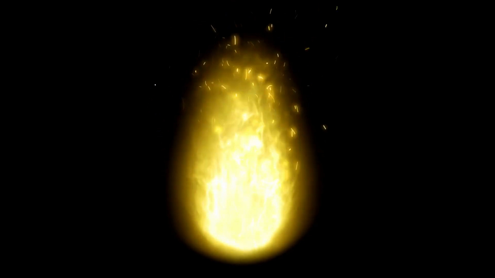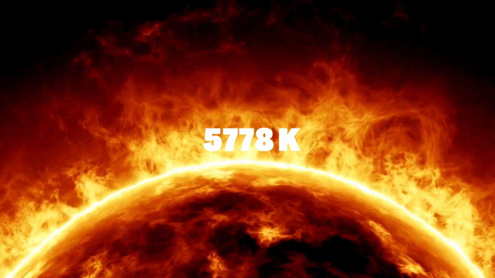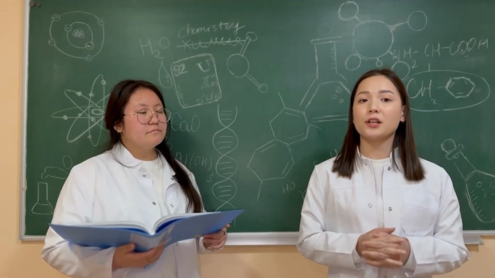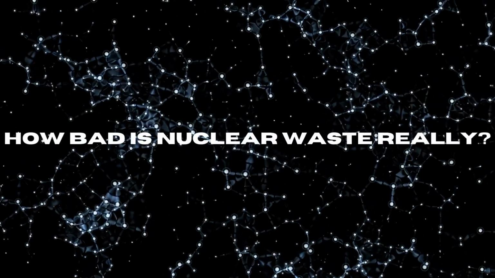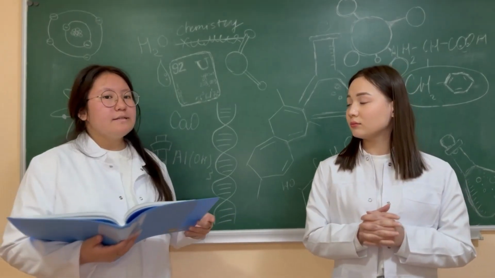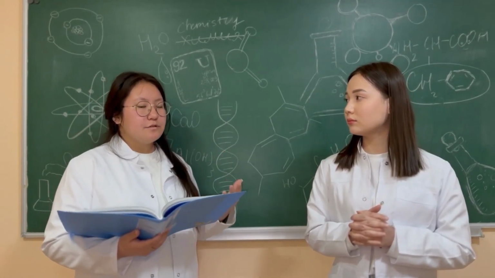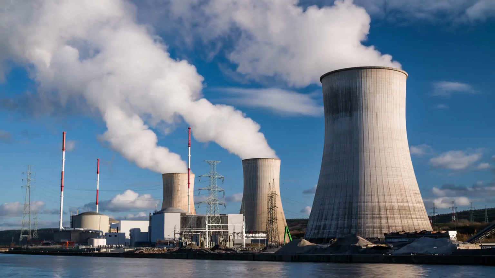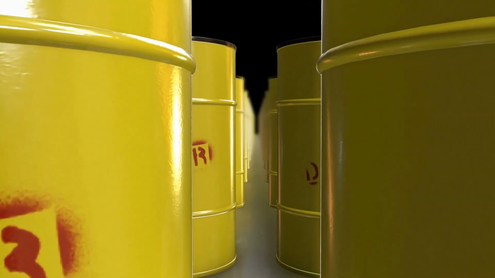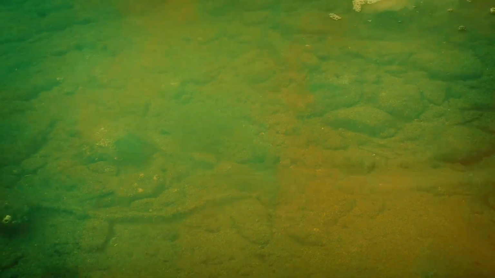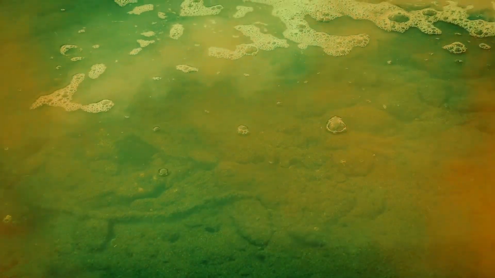A nuclear weapon is much hotter than the sun. The surface of a fully developed nuclear fireball is about 8,000 Kelvin, while the surface of the sun is 5,778 Kelvin. The temperature in the center of the sun is almost 16 million Kelvin. How bad is nuclear waste really? Nuclear waste is hazardous for tens of thousands of years. Most nuclear waste produced is hazardous due to its radioactivity for only a few tens of years and is routinely disposed of in near-surface disposal facilities.